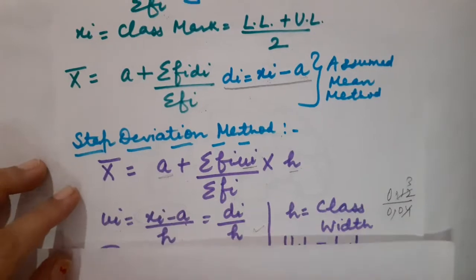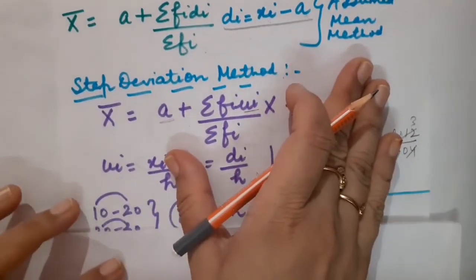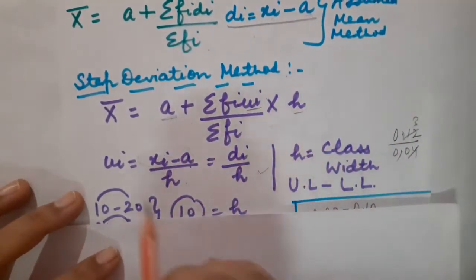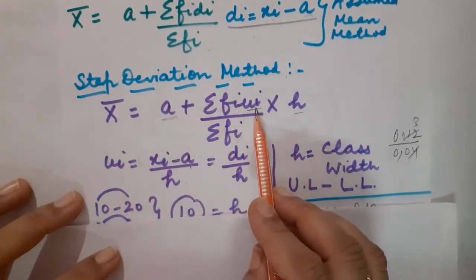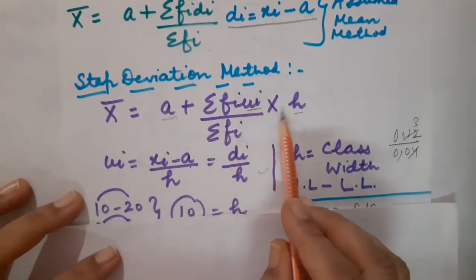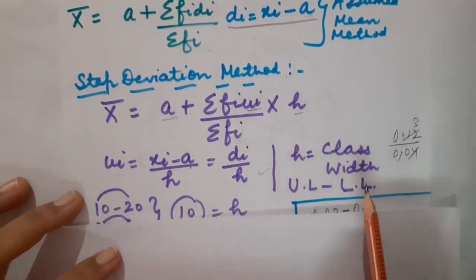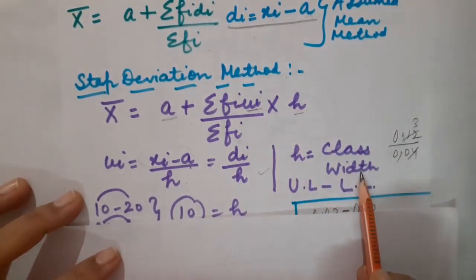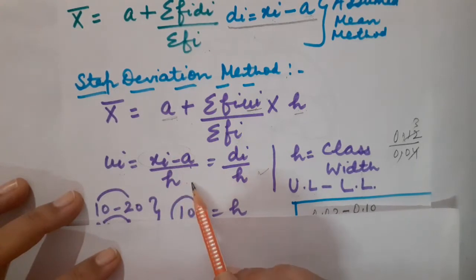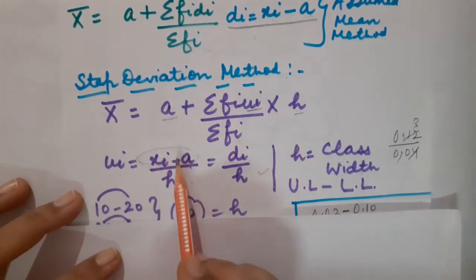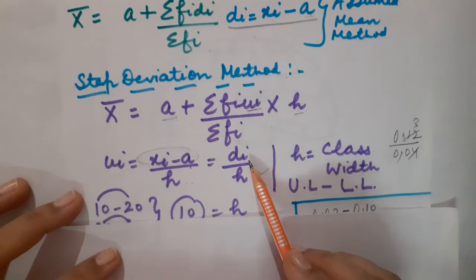Next method is step deviation method. What is its formula? X bar is equal to a plus sigma fi ui upon sigma fi into h. H is class width, that is class size. Upper limit minus lower limit is the formula to calculate it. Ui is xi minus a divided by h. This xi minus a, you know, that is di. So we can say that di upon h. Clear?